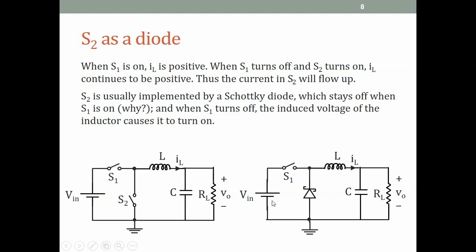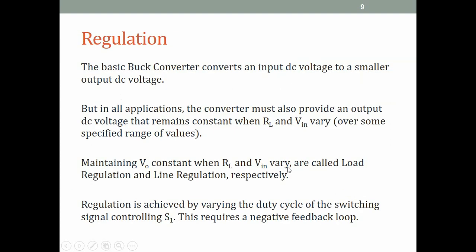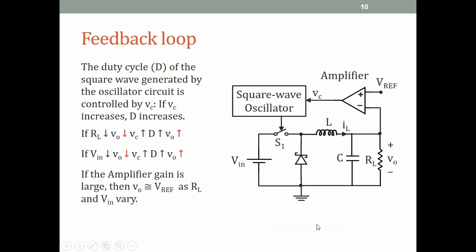Similarly, if Vin increases, let us say, VO will increase, but if you want to make VO smaller, we'll reduce the duty cycle. So both line and load regulation can be achieved by changing the duty cycle of the switching on and off of S1. So this is what is done in a buck converter to achieve regulation. And the way the duty cycle is changed is by connecting a negative feedback loop. Okay, so let us look at that loop.